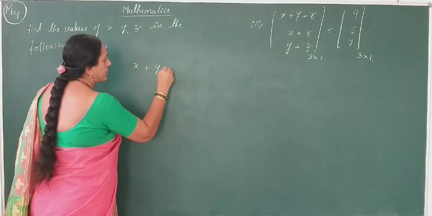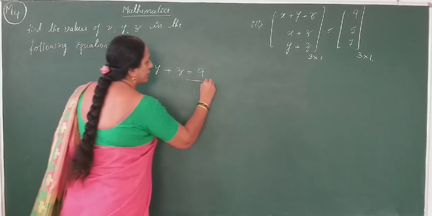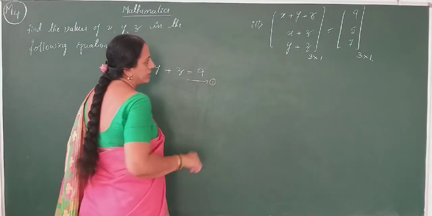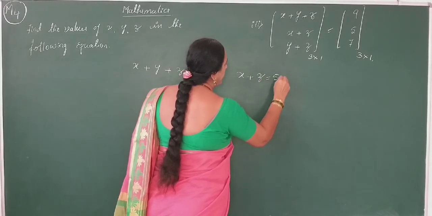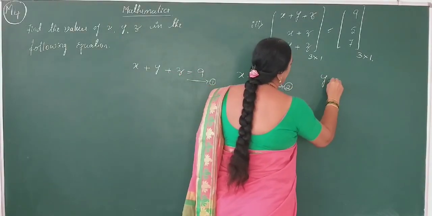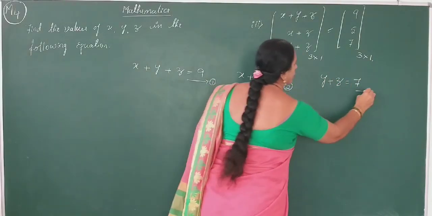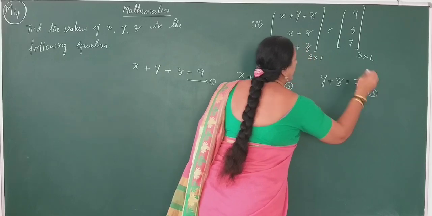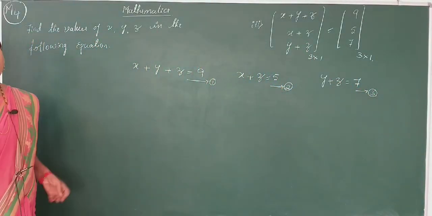First element is x plus y plus z is equal to 9. Let it be called equation 1. Second one is x plus z is equal to 5. It's called equation 2. And third one is y plus z is equal to 7. It's called equation 3. Now solving these three equations to get the values of x, y and z.